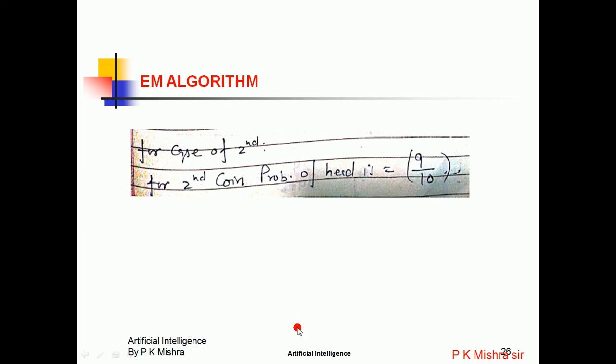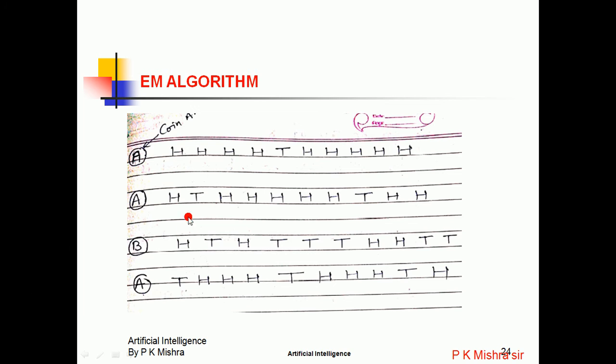Similarly, in the second case, for the second coin, the probability of head is 9 by 10, because there are 9 heads and the total number of flips is 10. This is the second coin.